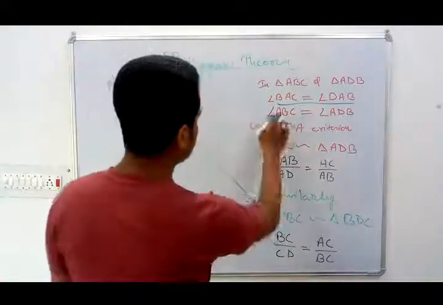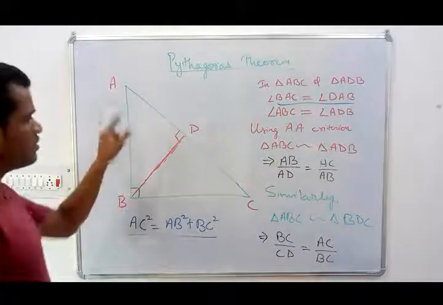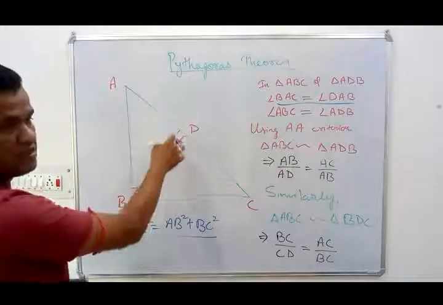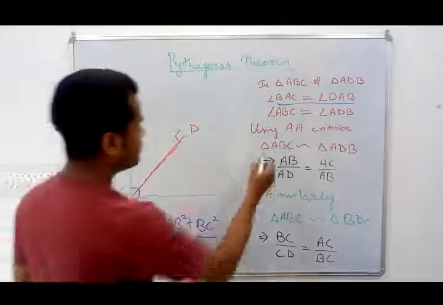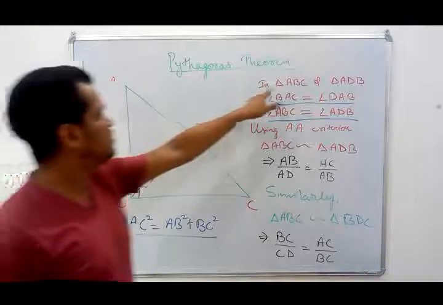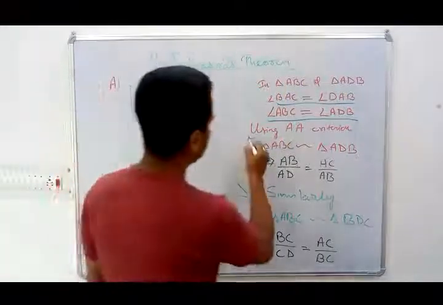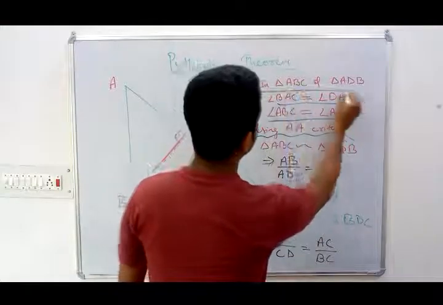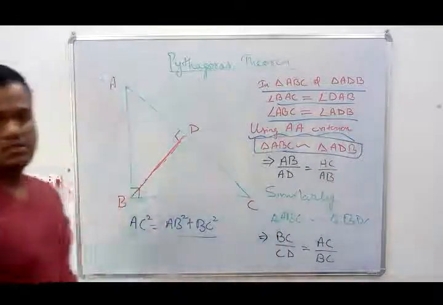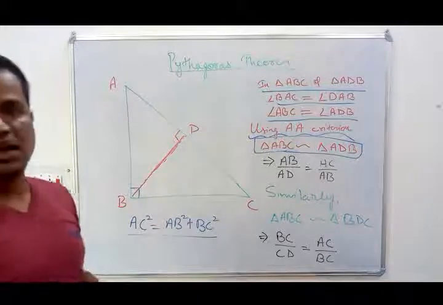Similarly in the next line, ABC is the 90-degree angle in the case of the large triangle, and ADB is the 90-degree angle in the case of the smaller one. Therefore we say that angle ABC is equal to angle ADB. Now in this triangle and this triangle, we have two angles equal. Using the angle criterion, we can say that ABC and ADB are similar. This large triangle and this smaller triangle are similar.